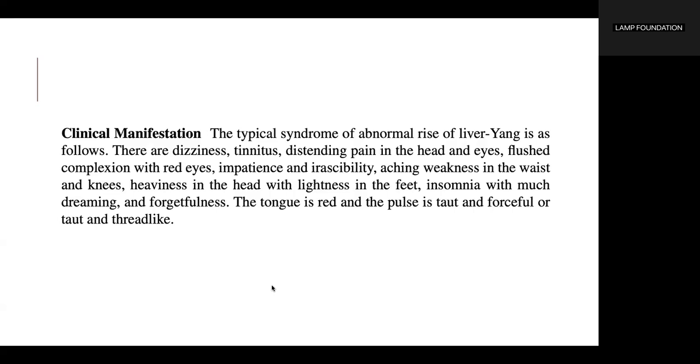There are dizziness, tinnitus, descending pain in the head and eyes, flushed complexion with red eyes, impatience and irascibility, aching weakness in the waist and knees, heaviness in the head with lightness in the feet, insomnia with much dreaming and forgetfulness. The tongue is red and the pulse is taut and forceful or taut and thread-like.